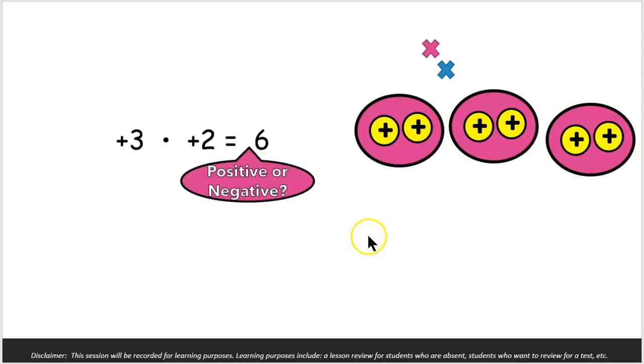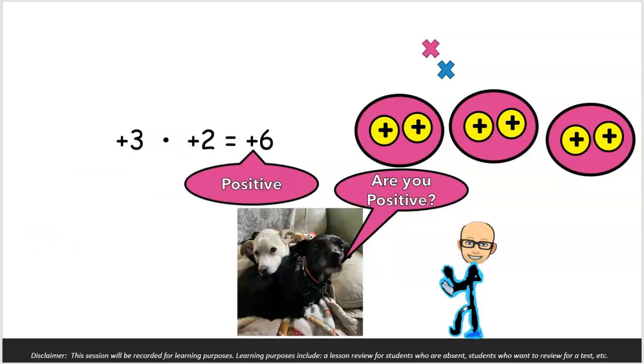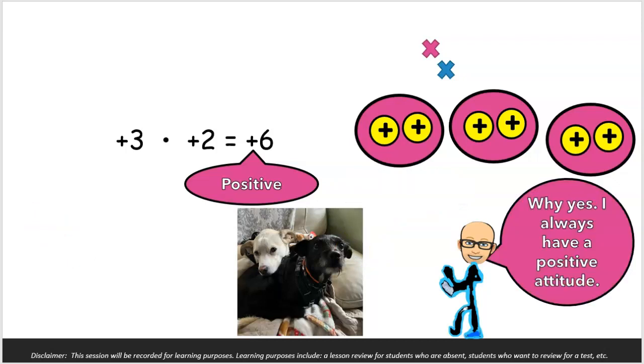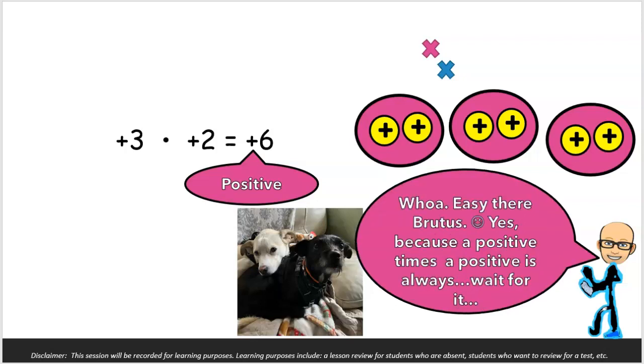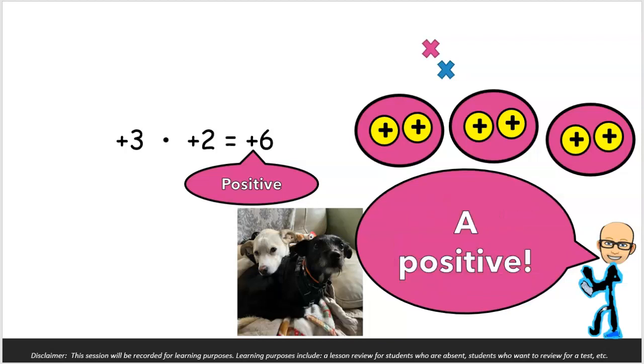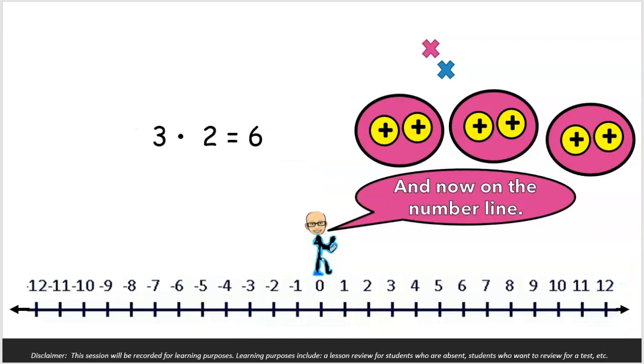6 what though? Positive or negative? Positive! Oh, there's my boy Brutus and Sloopy, his wingman. Are you positive, Daddy? Why, yes, I always have a positive attitude. Oh, that's not what I meant. I meant, are you positive? The answer is positive integer. That's a really good Scooby-Doo imitation you got there, Brutus. But whoa, take it easy. Because a positive times a positive is always, wait for it, awkward pause. Get it? Pausative. Brutus has pause. Why the big pause? Well, I was born this way. I guess he has a little pause actually. Sloopy has bigger pauses.